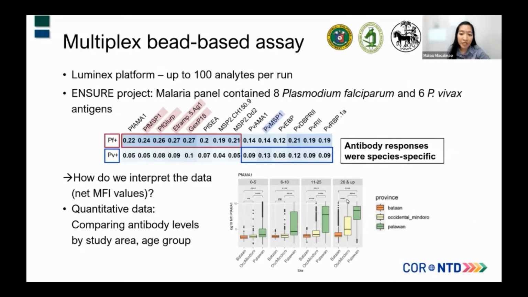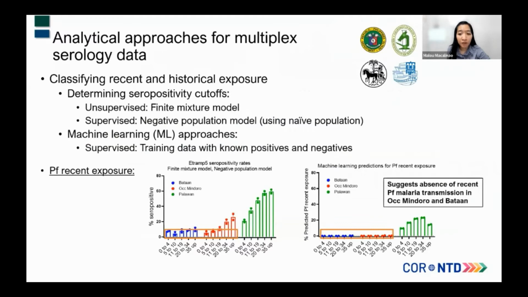So Bataan always had the lowest, Occidental Mindoro next, and Palawan always had the highest antibody levels for all of the age groups. We also used different analytical approaches to classify recent or historical exposure. For the single antigens, we determined seropositivity cutoffs using different models. And we also did multiplex analysis of the data through machine learning models.